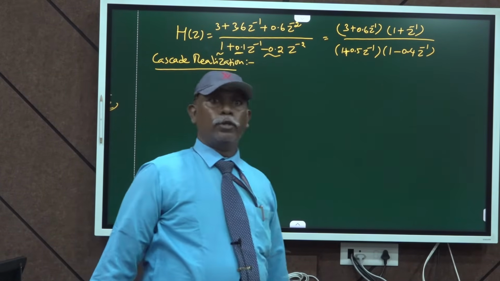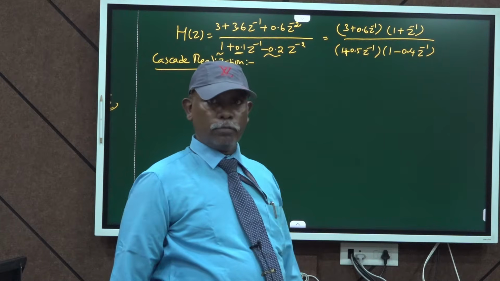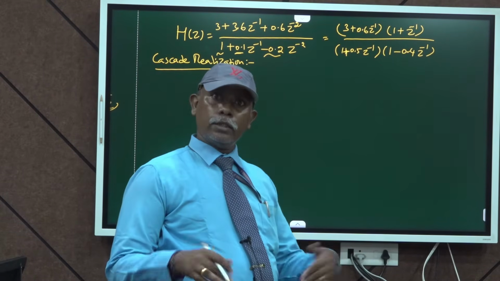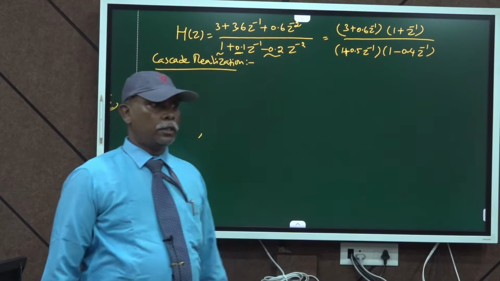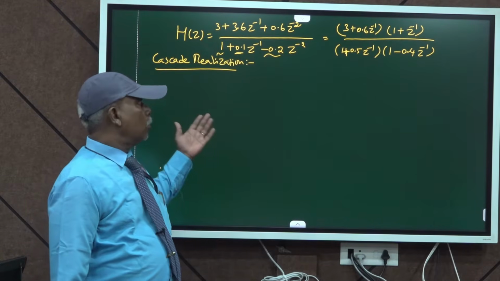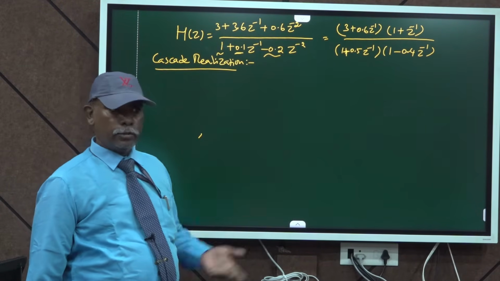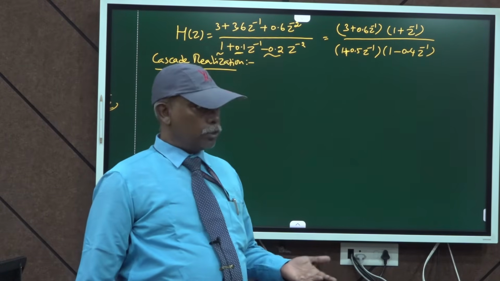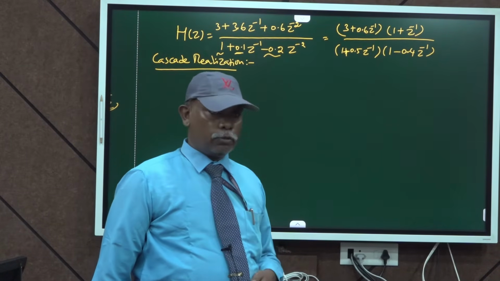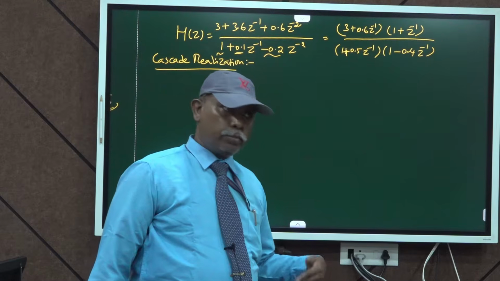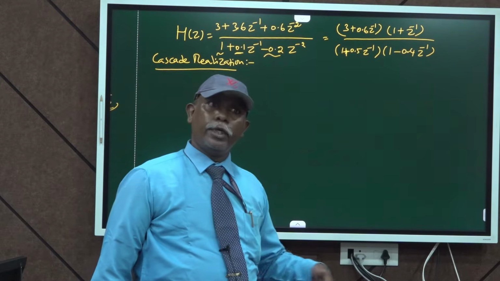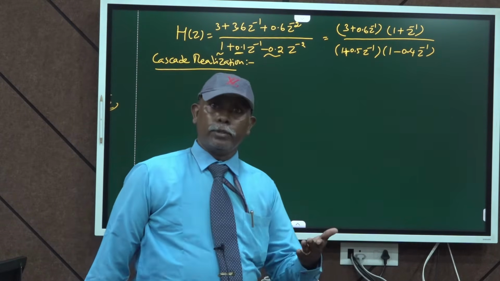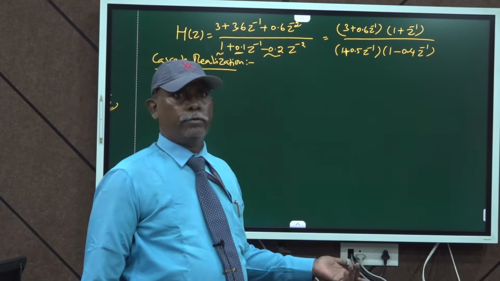So you find the two numbers: multiply them, you get minus 0.2, then add the same two numbers, you get plus 0.1. For example, one is plus 0.5 and another is minus 0.4. You multiply plus 0.5 and minus 0.4, you get minus 0.2. You add plus 0.5 and minus 0.4, you get plus 0.1.